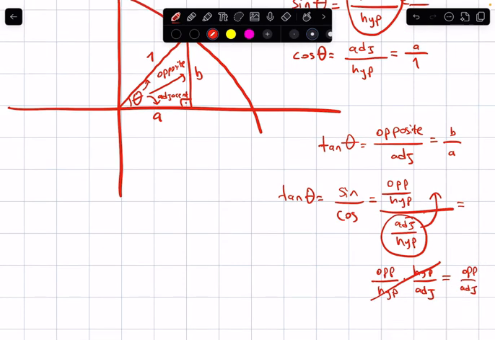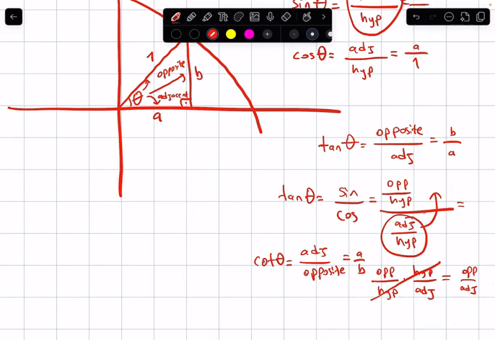Cotangent is the opposite of tangent: adjacent over opposite, which is equal to A over B. That's it.